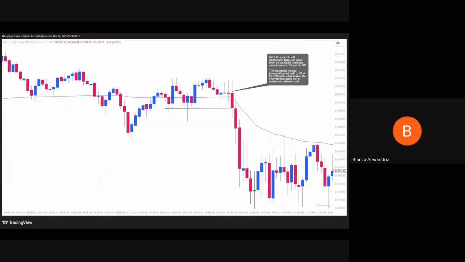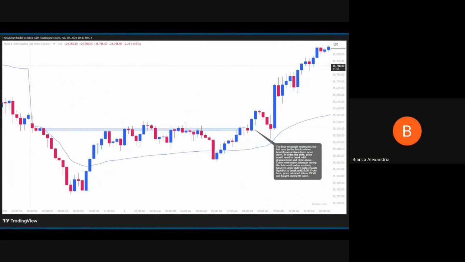All right, let's go to our next example. So this blue box right here represents the last, since we were selling from here, and then price showed bullish momentum, but we still don't have an entry. So this would be an anchor, which is an order block, and we'll talk about that in the very next section. Price would need to break above, literally shift above here, in order for us to possibly get in for a buy, right?